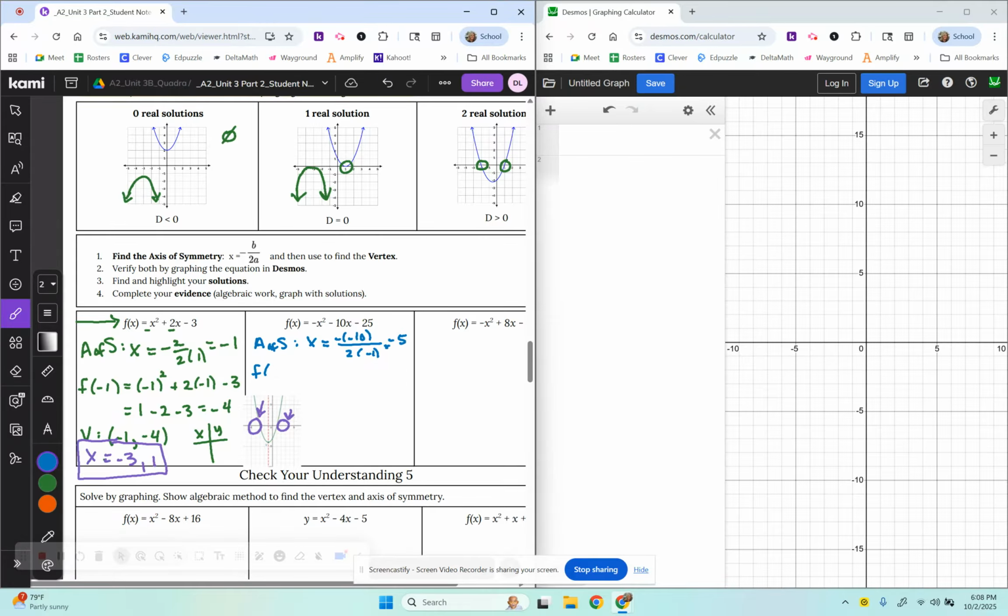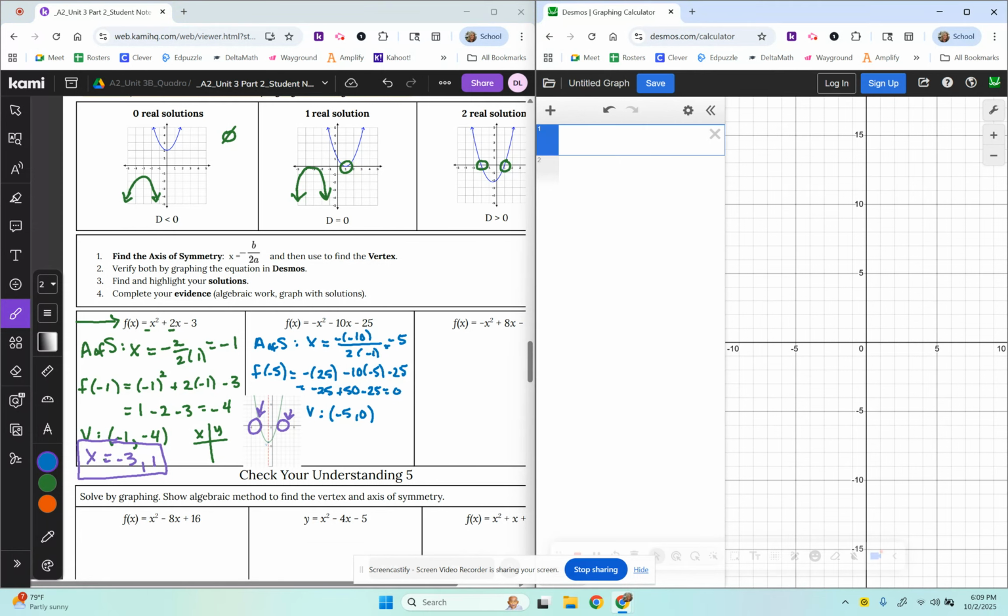And then I have to find f of -5. So -5 squared is 25. Minus 10 times a -5 minus 25. When this is simplified, plus 50 minus 25. So -25 and -25 is a -50, so this should add up to 0. That tells me that my vertex is at -5, 0. My x is here, my y is here. And I'm going to go over to Desmos and plot those.